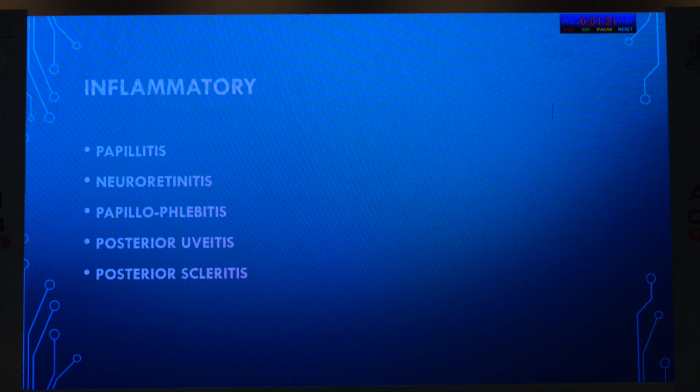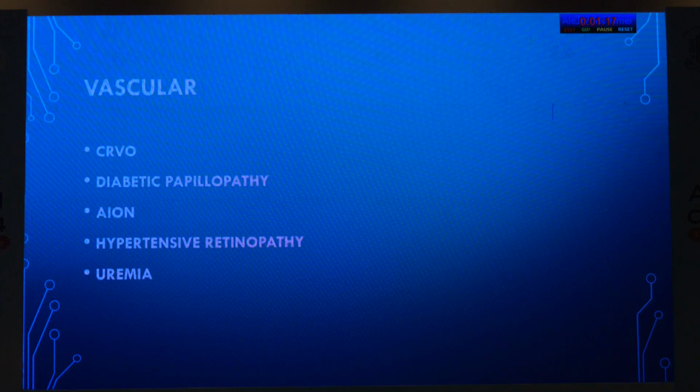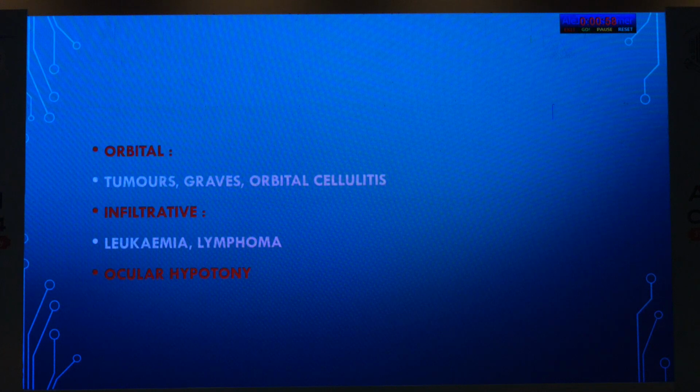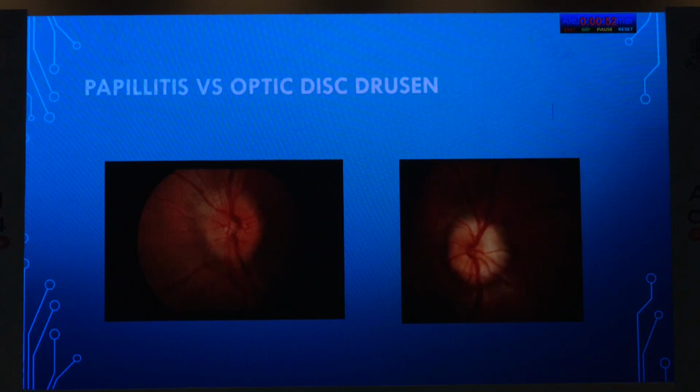So inflammatory causes, the most common are papillitis, neuroretinitis and papillophlebitis. Vascular, CRVO is a dual pattern. CRVO itself can cause disc edema, and long-standing large disc edema can cause CRVO also. And diabetic papillopathy we saw is very common, as are anterior ischemic optic neuropathy and hypertensive retinopathy, that is usually grade 4 hypertensive retinopathy with bilateral disc edema. Then orbital causes are there, tumor, orbital cellulitis, that will cause disc edema and compression.